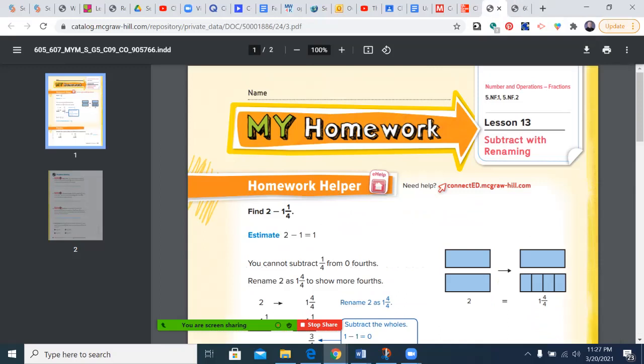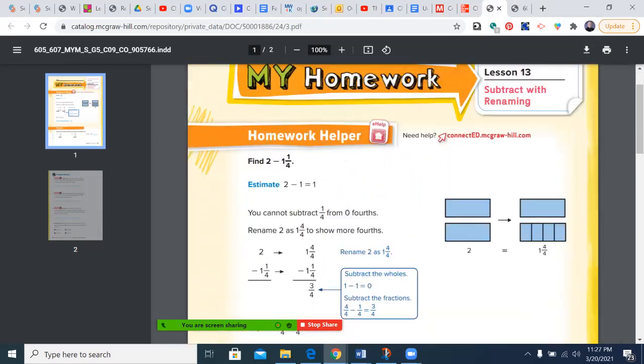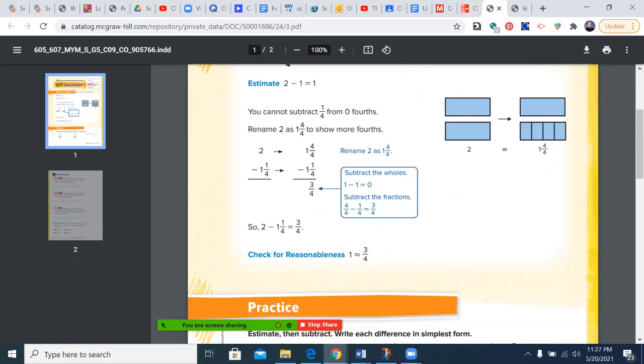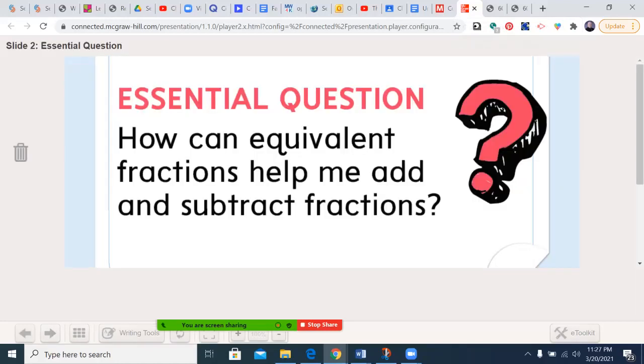Let's look at today's work. Today, we get to regroup, which I refer to as renaming. The essential question here, how can equivalent fractions help me add and subtract fractions? I need that equivalency to be able to actually do it.